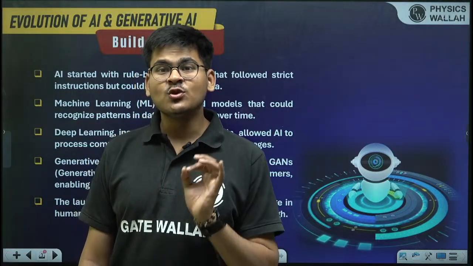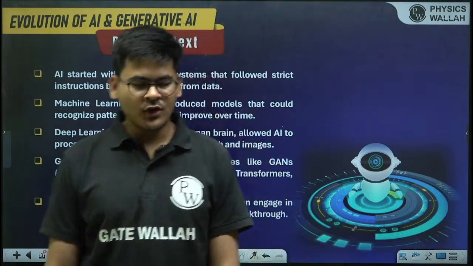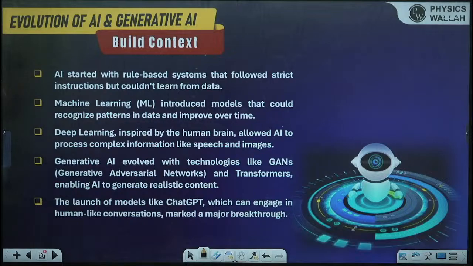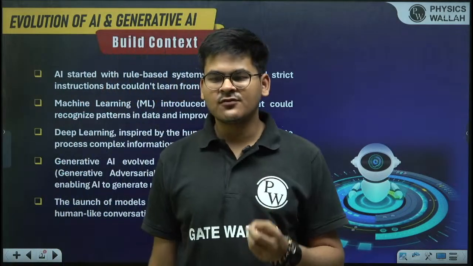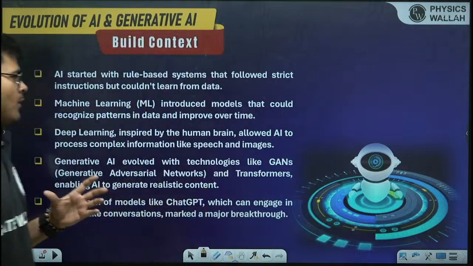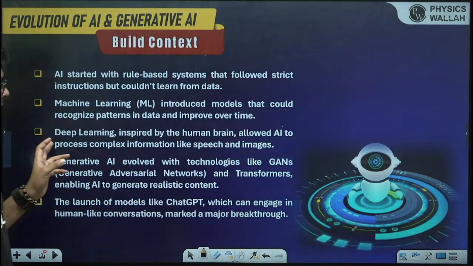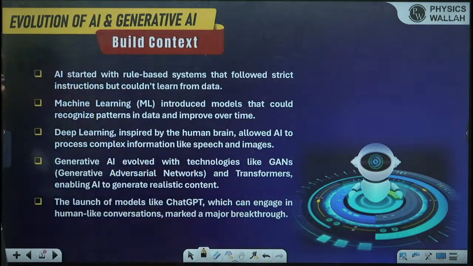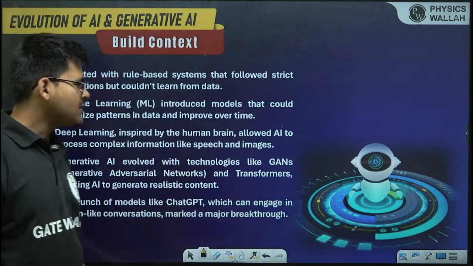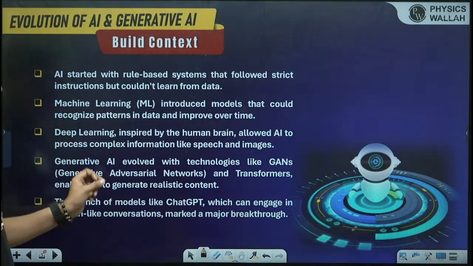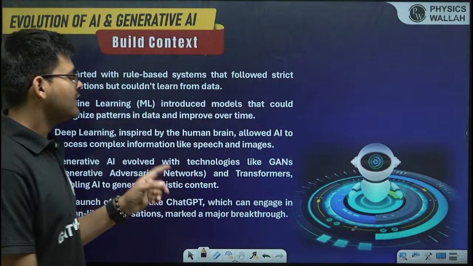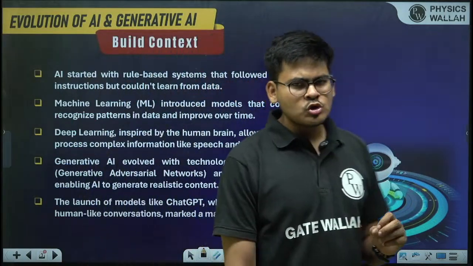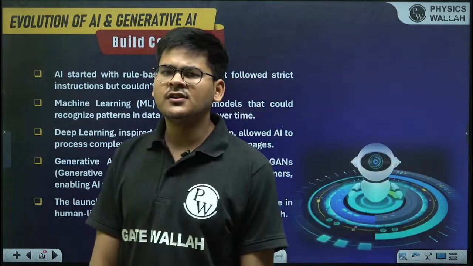Okay, it is neural networks. So neural networks are the alternative. Deep learning, which has its basics from neural networks, is processing complex data. Now, generative AI evolved with technologies like GANs, which is generative adversarial networks, and transformers, enabling AI to generate realistic content. So this is where the turning point happened.